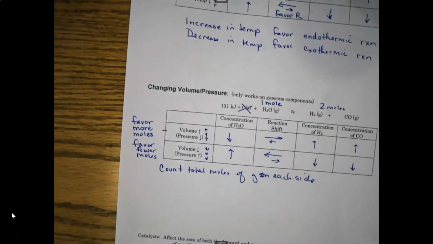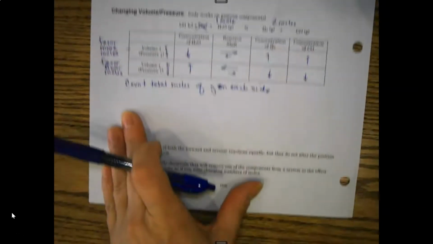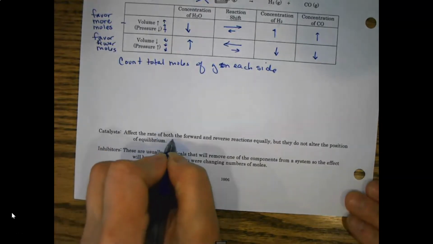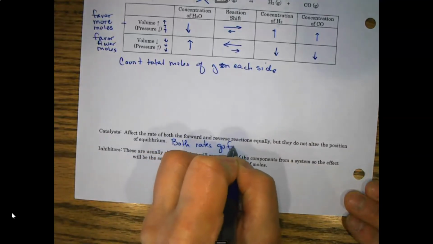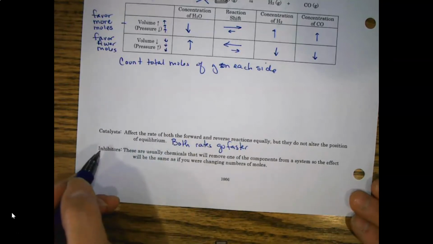And then the last thing you have on your organizer is the idea of a catalyst. Okay, so let me get this so y'all can see it. So a catalyst is going to affect the rate of the forward and the reverse reaction equally. Catalyst isn't going to alter the position of equilibrium. It's just going to have both rates go faster. Okay, so both rates go faster, but equilibrium does not change.